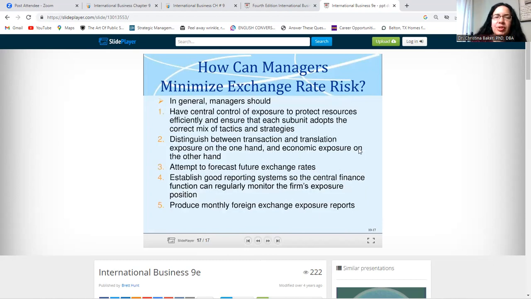In general, managers should have central control over exposure to protect resources efficiently and ensure that each subunit adopts the correct mix of tactics and strategies. Distinguish between transaction and translation exposure on the one hand and economic exposure on the other hand. Attempt to forecast future exchange rates and establish good reporting systems so the central finance function can regularly monitor the firm's exposure position and produce monthly foreign exchange exposure reports.